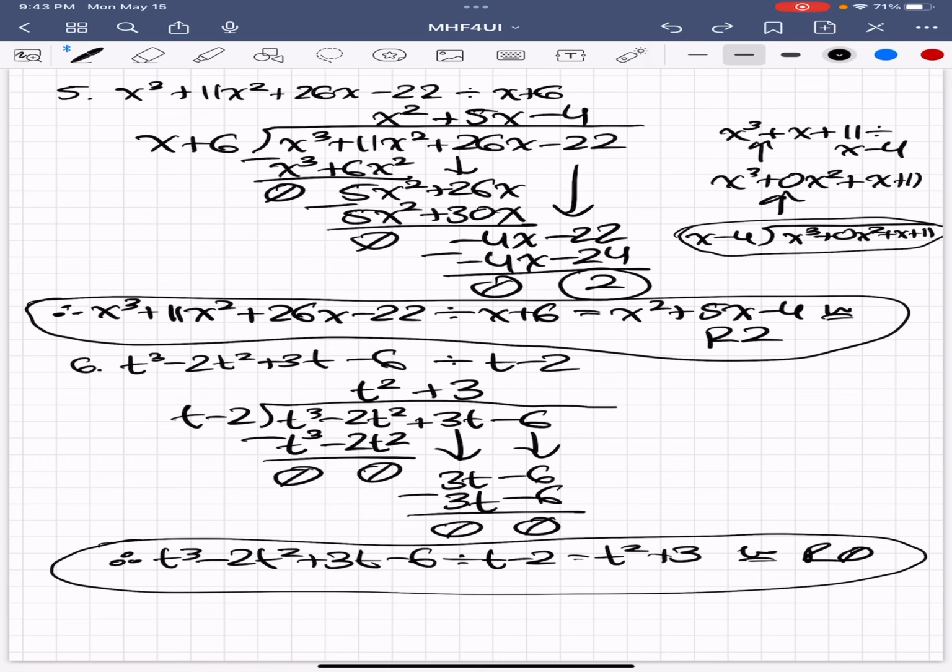If you're missing a variable to a certain degree, you have to make sure that you have all your variables to all degrees. If you're missing an x to the degree of 1, then you would need to add in plus 0x into your division statement.